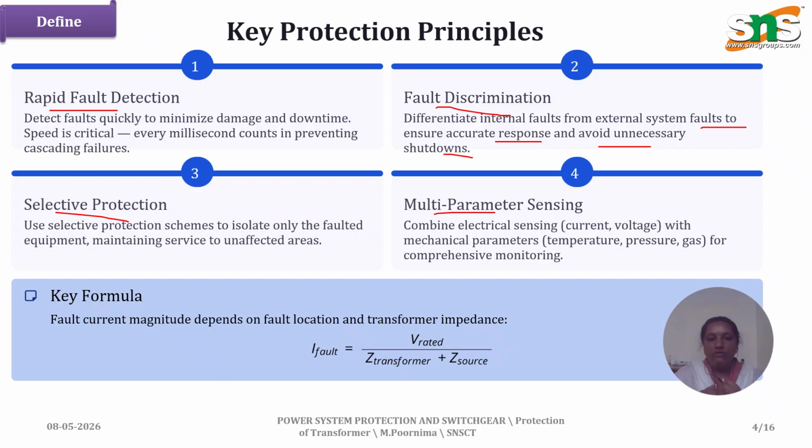Here coming to the key formula, we know that the fault current magnitude depends on the fault location and transformer impedance. So fault current equals the rated voltage divided by Z transformer plus Z source, where Z transformer is the impedance of the transformer and Z source is the impedance of the source. This is the key formula here.